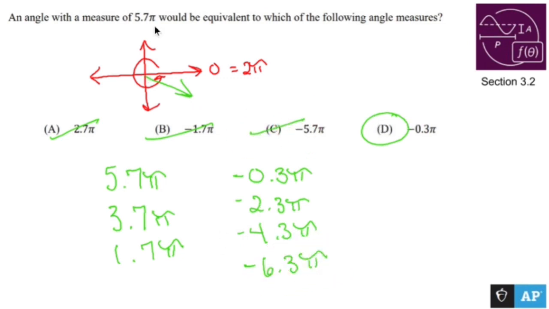There you have it. You're allowed to take anything and add or subtract 2 pi, and it'll end up being the same exact angle measurement. Fun stuff.